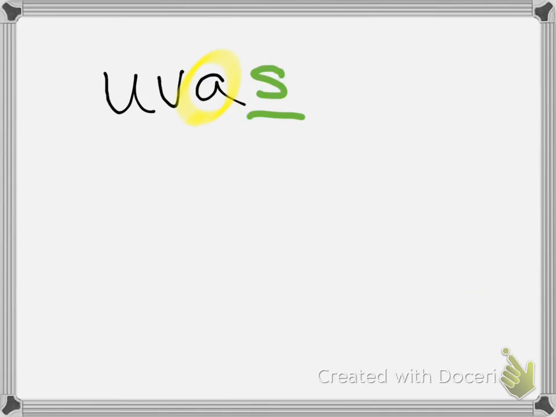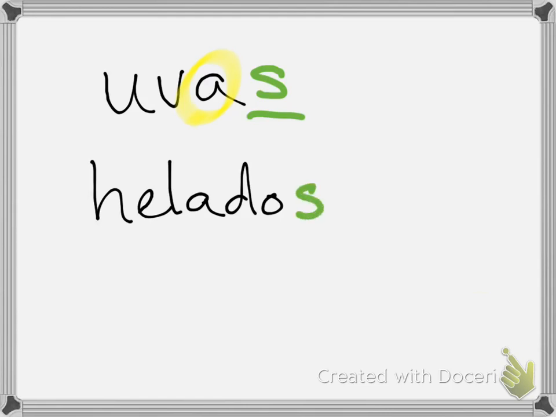So, for example, if I have helado, if I have ice cream, right? If I have more than one of them, then yo tengo helados. Tengo helados. ¿Sí? Quiero un helado y ahora tengo unos helados. I have some ice cream. So, helados.